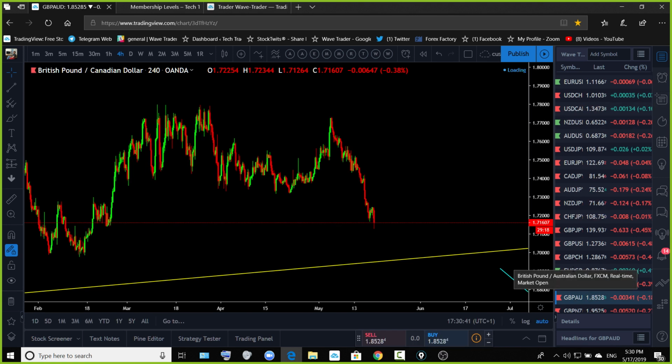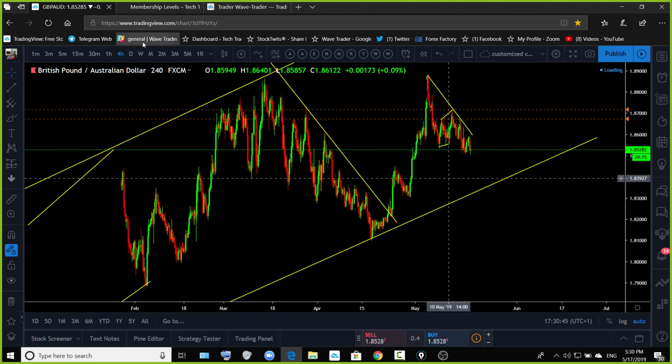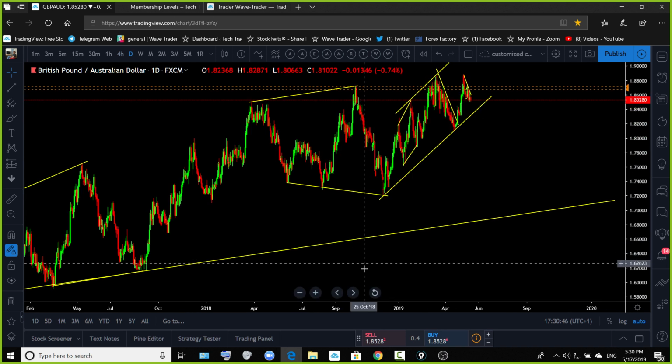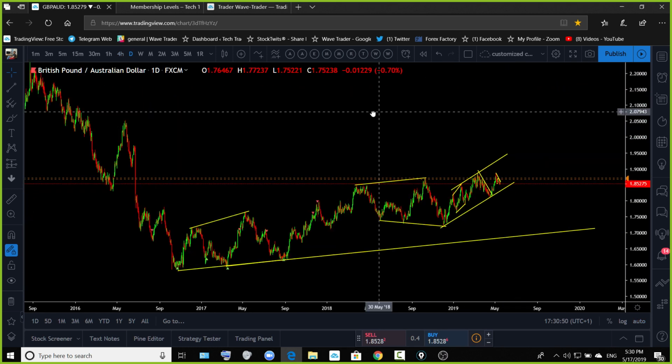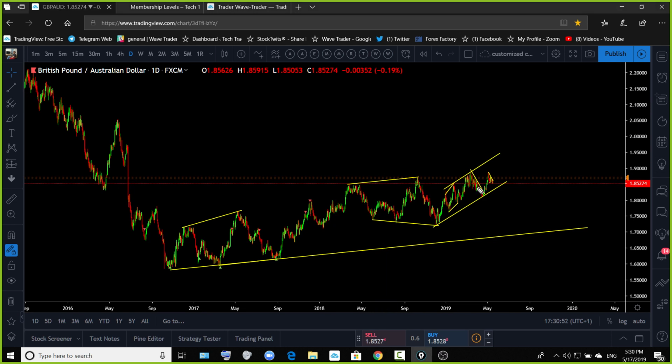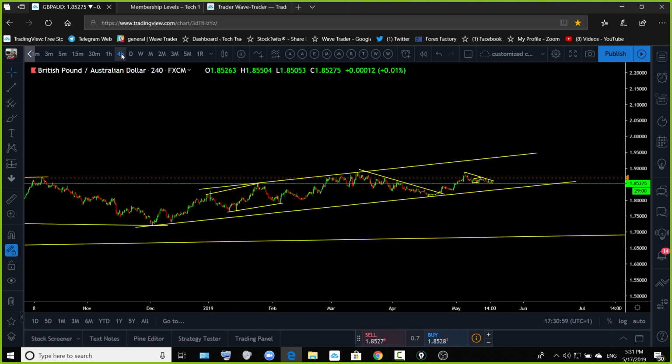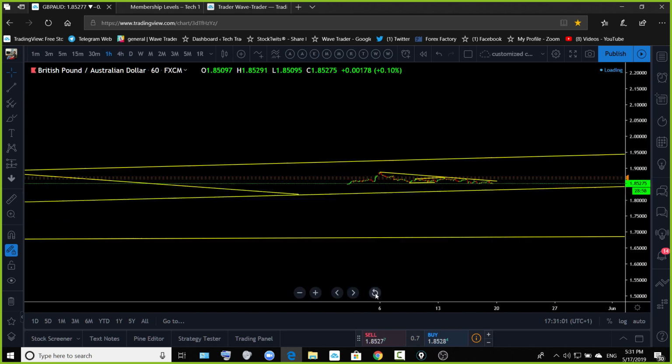Pound Australian dollar. All right, so this pair is gonna be the big trade when Australian dollar starts to get strong. This is gonna be the trade. Big drop. But Aussie dollar needs to get strong before you guys get that wave.